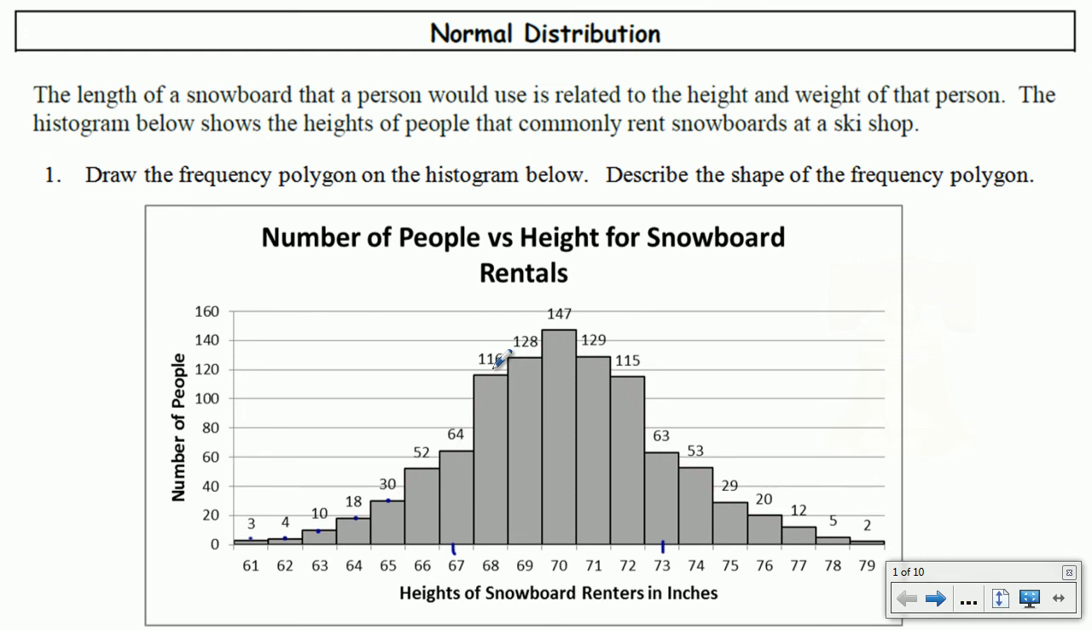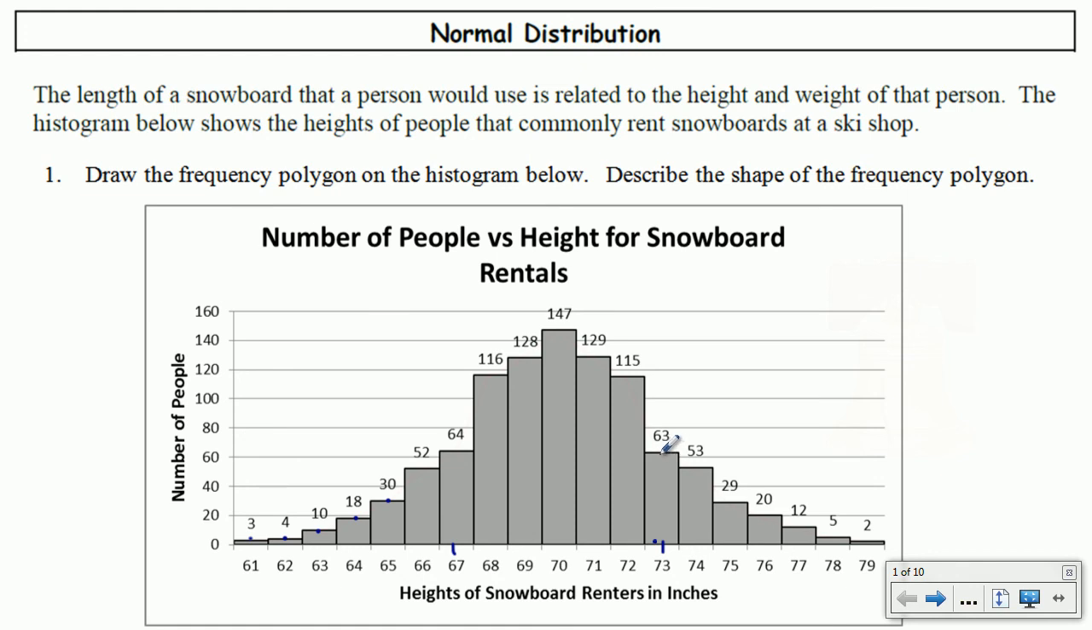Now for sure, we're going to include 116, 128, 147, 129, and 115. They are safely within the range. But what do we do about 67 and 73? Because potentially we might have some people just under 67. So what we're going to do with this one in particular, we're just going to chop it down the middle and assume that this is evenly spread between numbers below 67 and numbers above 67. So we're going to take half of 64, which is 32, and we're going to assume the same thing for 73.